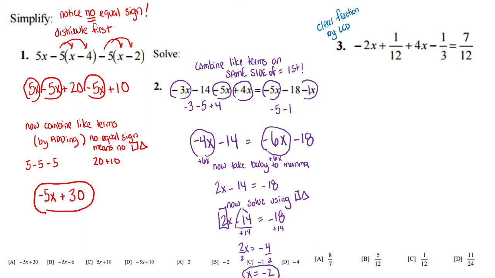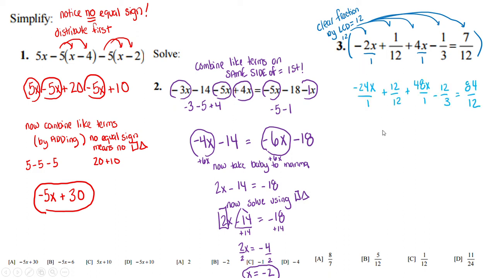Number 3 is our good friend, the fraction. So when we clear fractions, we have 3 steps. The first step is to put everything in the problem as a fraction, and the second step is to find the LCD. The LCD between 12, 1, and 3 is 12. So I taught y'all to multiply all the numerators times 12. If we do that, we keep the same denominator, and then we're going to have negative 24x over 1 plus 12 over 12 plus 48x over 1 minus 12 over 3, and then 84 divided by 12.